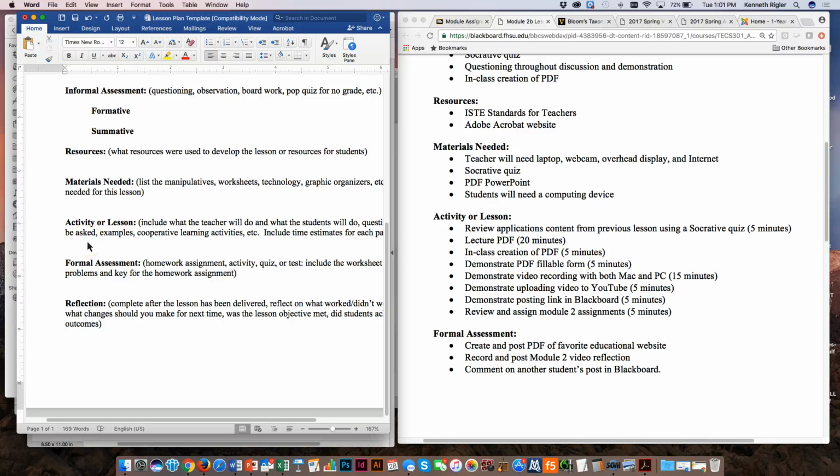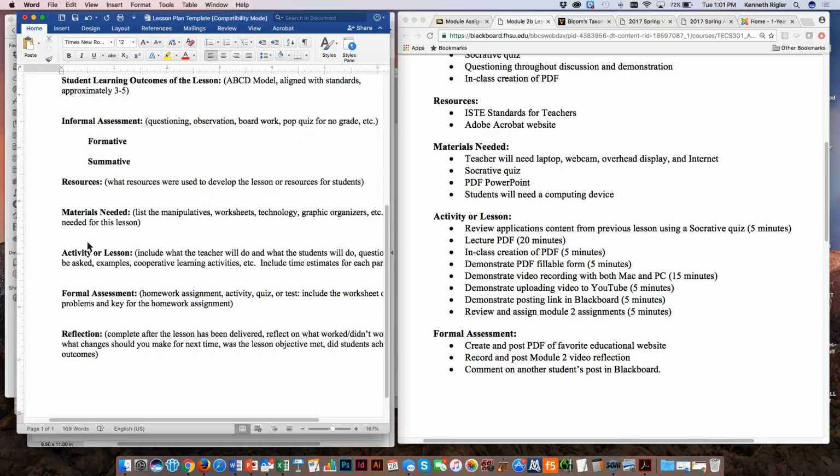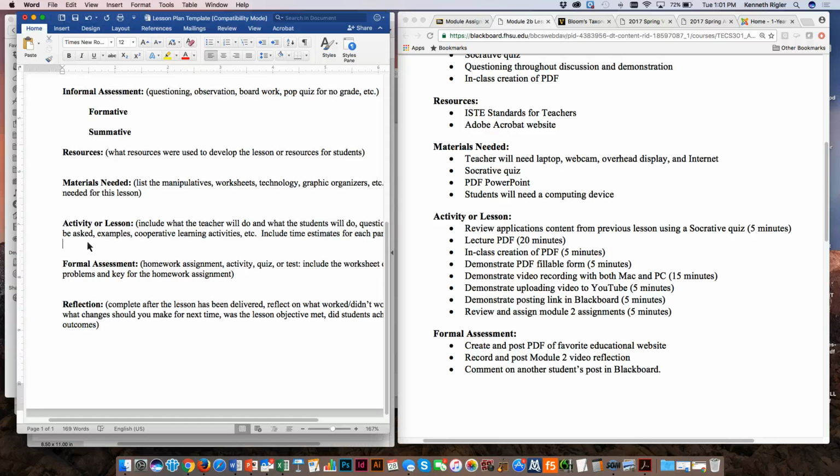Next section, activity or lesson. This is probably, I would say, one of the top two most important parts of the lesson plan. Okay, your outcomes and your activity are the two main areas that you're going to need to spend the most time on. And this is where you go through and provide a detailed list, step by step, of what you need to do to teach this lesson. This is your outline, if you will, that you can follow.